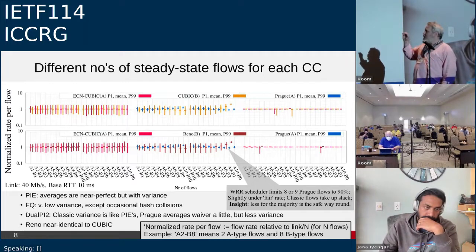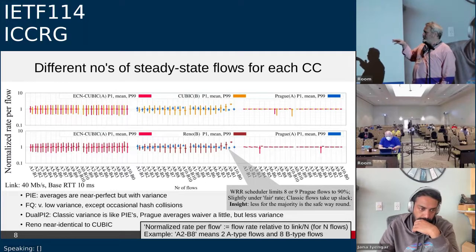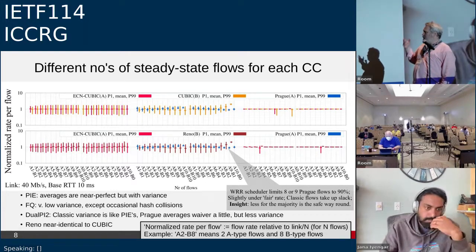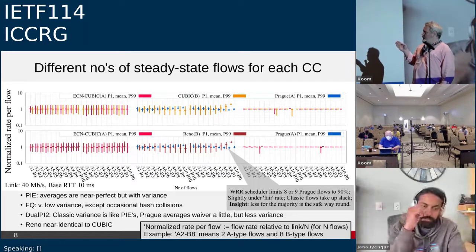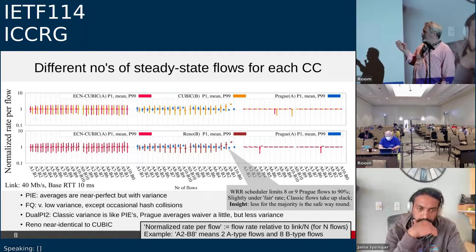Right, this shows along the bottom different numbers of flows. For instance, A2B8 meaning 2 A flows and 8 B flows. On the left, they're all ECN cubic. On the right, they're all Prague in FQ-CoDel. And in the middle, they're Prague versus cubic in a dual queue. So the cubic ones go into the classic queue and the Prague ones into the other queue.